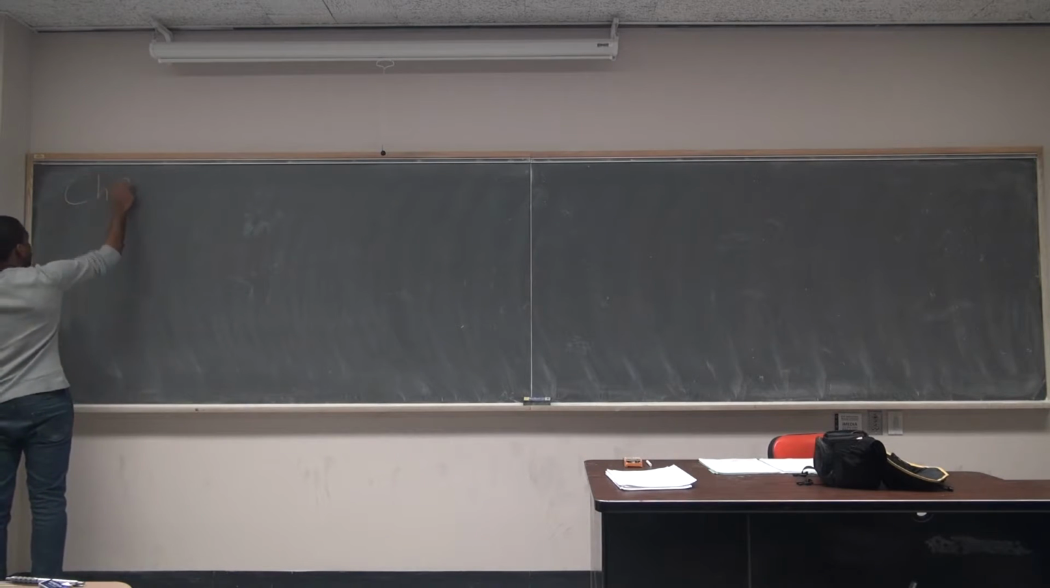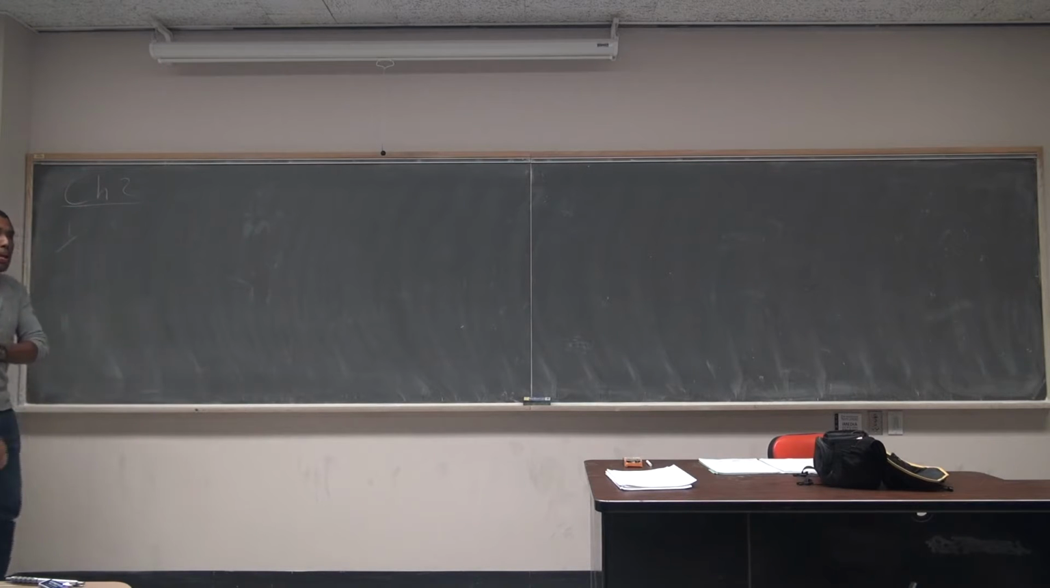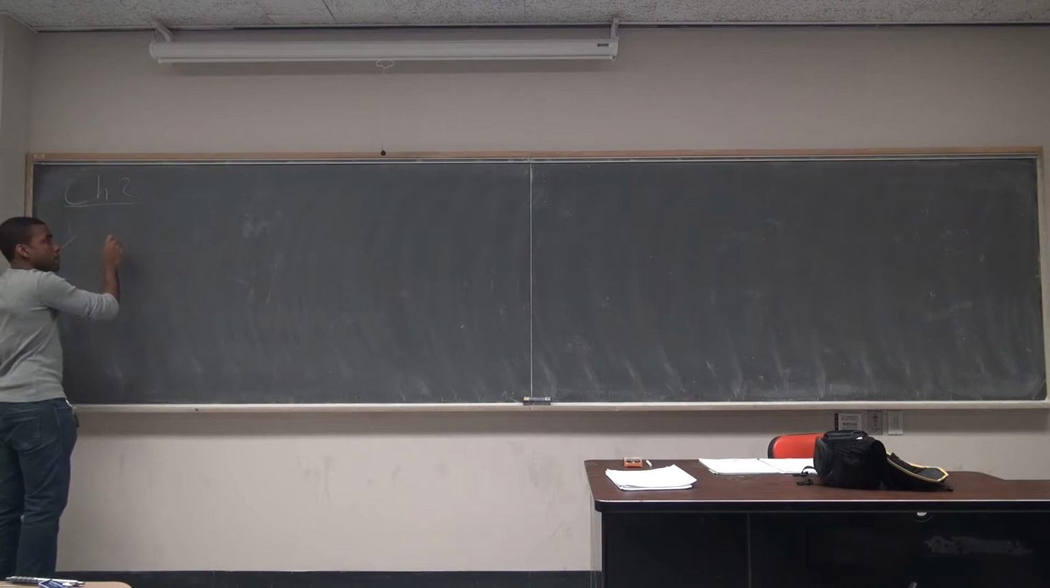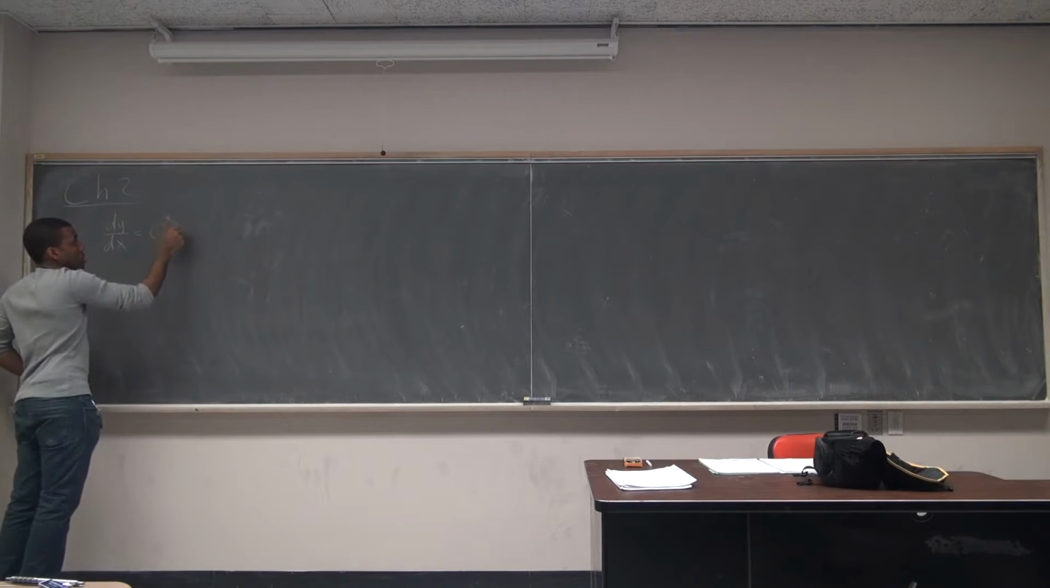So this is chapter 2 stuff. Problem 1: dy over dx is equal to e to the x plus y. So dy dx is equal to e to the x plus y.